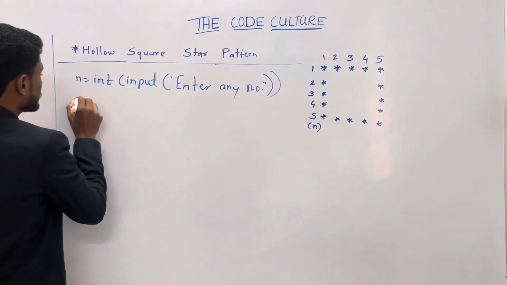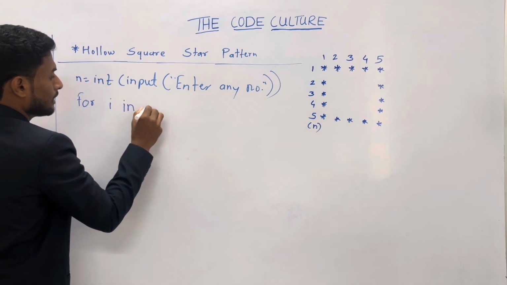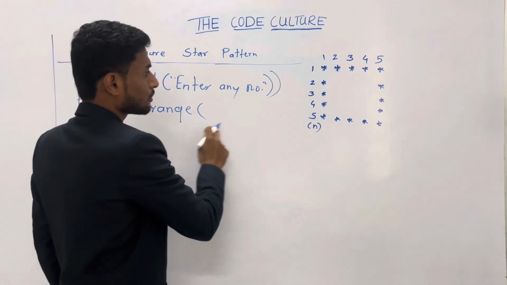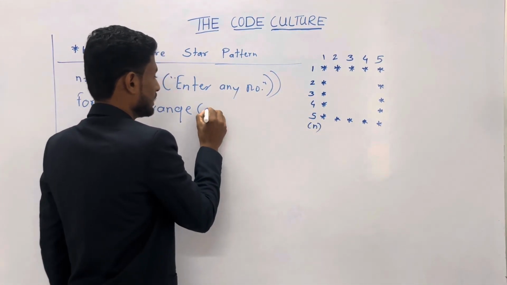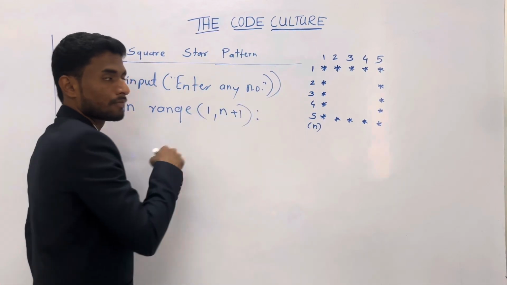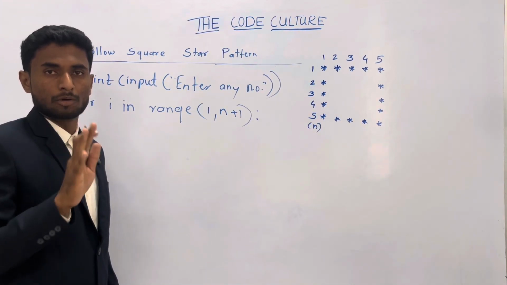Okay, we'll take first for loop, for i in range. What is the range of first for loop? 1 to n, that is 1 comma n plus 1. So this for loop will repeat n times because we have n number of rows. Outer for loop is always for number of rows.